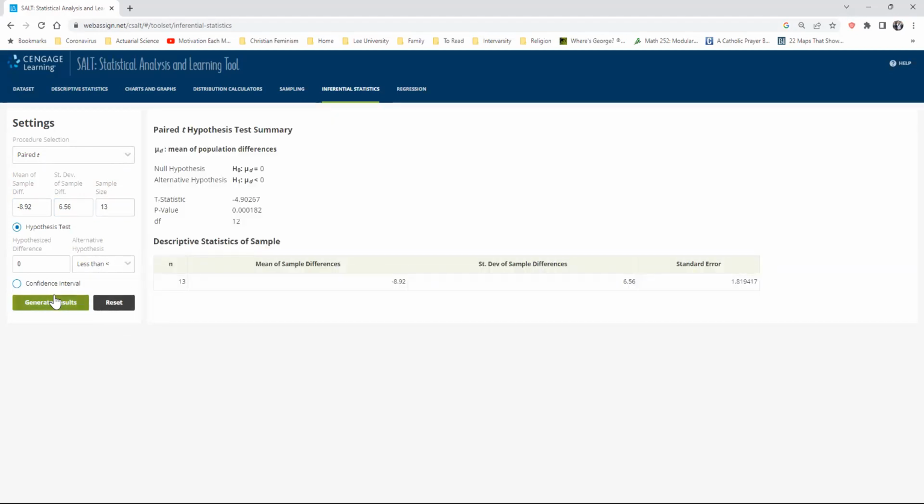We run it, and we get a p-value of 0.000182. That's really small. That's far less than the significance level, which indicates that we don't think it was just by chance that the students' pulses went up. We are convinced now that it is in fact true that scaring the students will cause their pulse to go up.